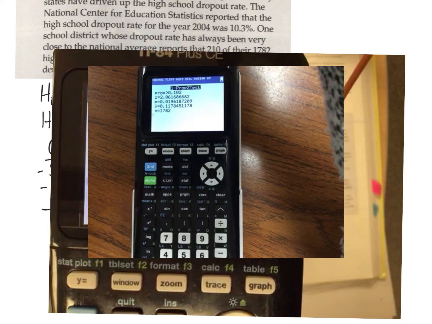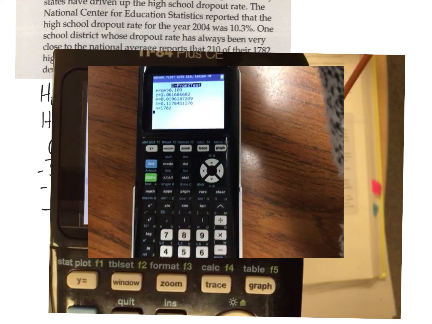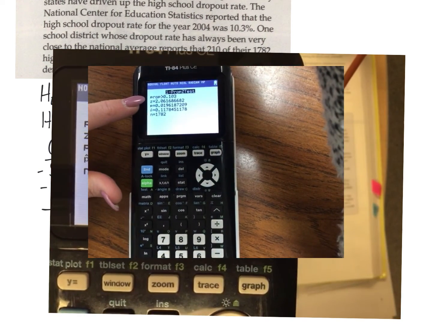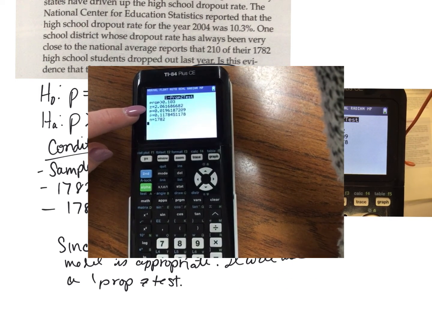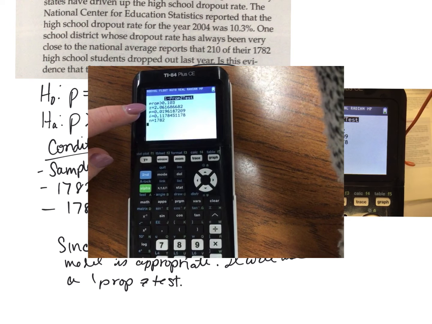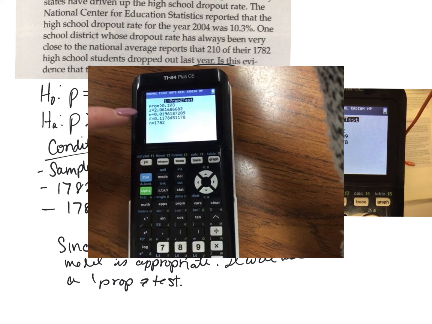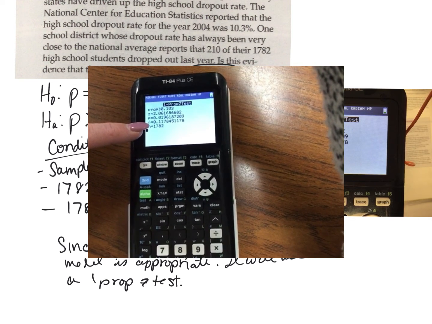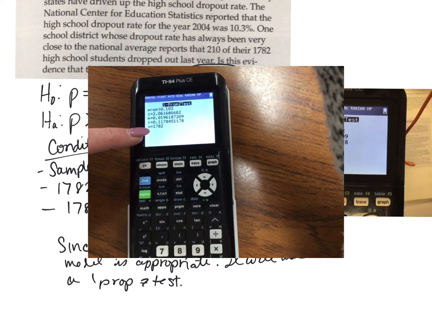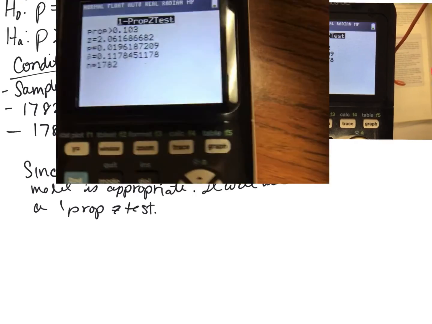Calculate. There we go. There's the information. I'm going to have to check this video to see if it shows up. So, what does this give us? It gives us my z-score and my p-value. It tells you what the p-hat was, 210 over 1782, and it tells you what your n was. So, this is how we show our work when we use the calculator.